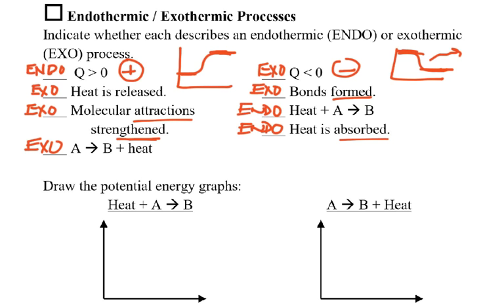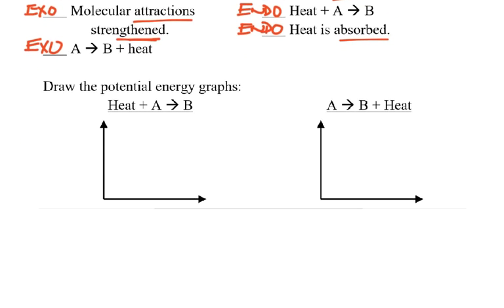Okay, and that's the first little part. Now, what about these pictures? Heat's on the left. I'm putting heat in, energy into A to get to B. So I'm starting low, I'm putting energy in, and I'm getting to B. So this is A and this is B. This is uphill. Heat on the left, uphill, endothermic.